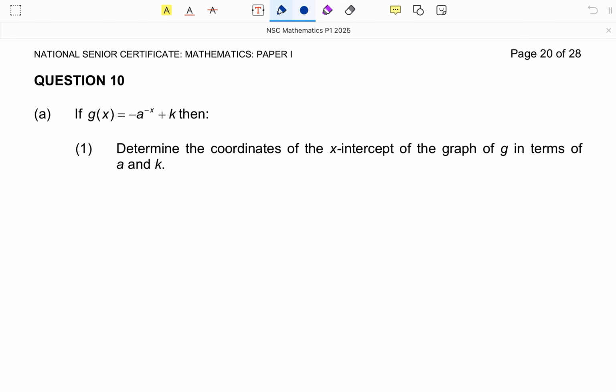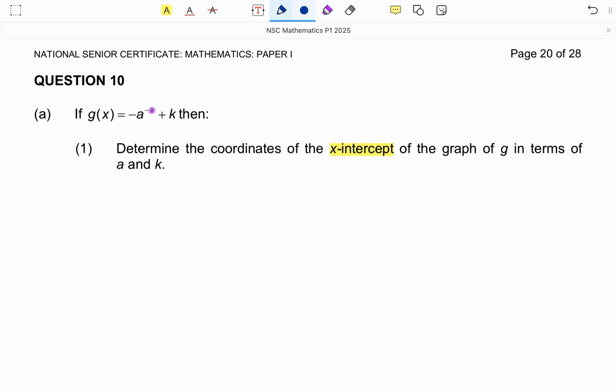Today we're going to take a look at question 10 of this question paper. In part A, it gives us the equation of g of x, and then it says determine the coordinates of the x-intercept of the graph of g in terms of a and k. If we look at where x is, it is in the exponents. That means that we have an exponential graph.